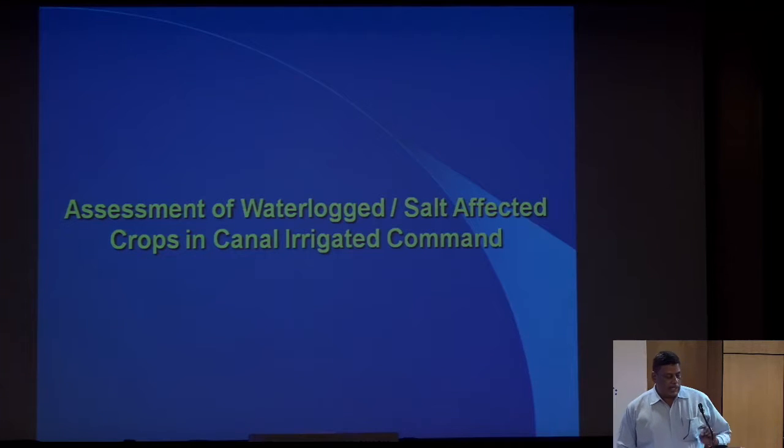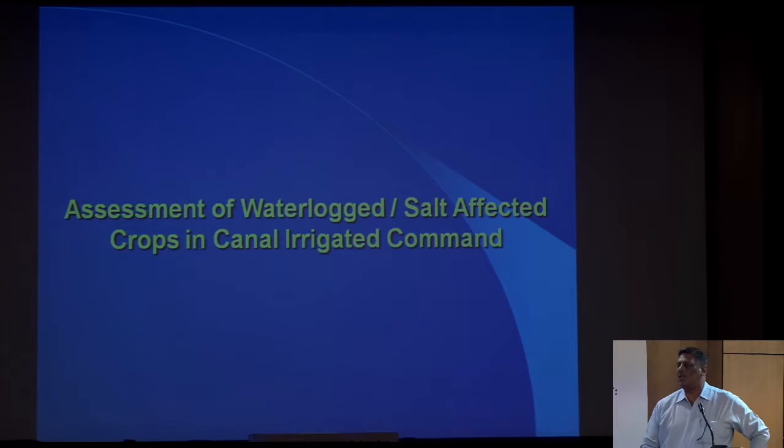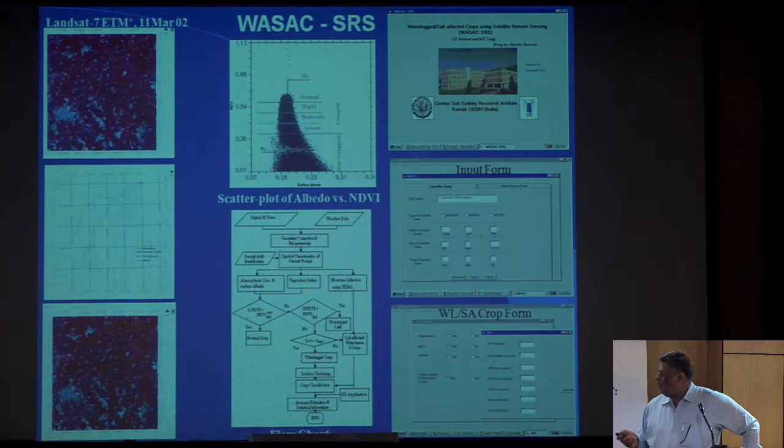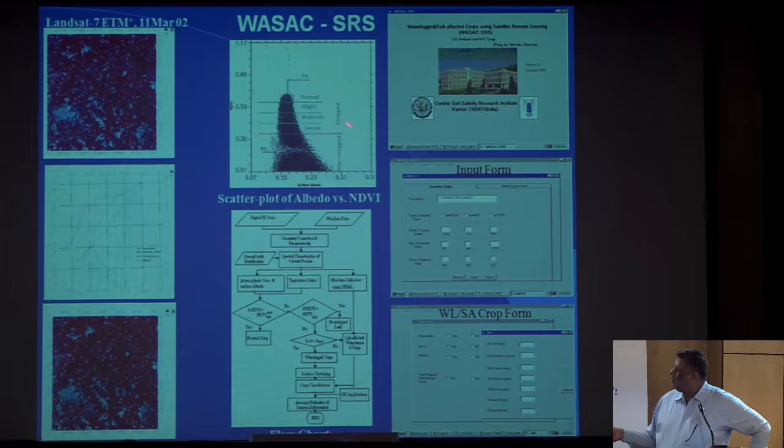The second case study was done for the assessment of waterlogged and salt-affected crops in canal irrigated command, which is a major problem in Punjab and Haryana. This was again the Landsat 7 ETM input data, which we used as the raw data and the GIS based image, and then superimposed the image on the raw data. This was the basic concept, which was the surface albedo, derived from remote sensing, and the NDVI.